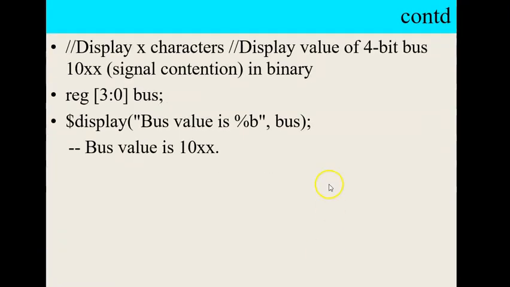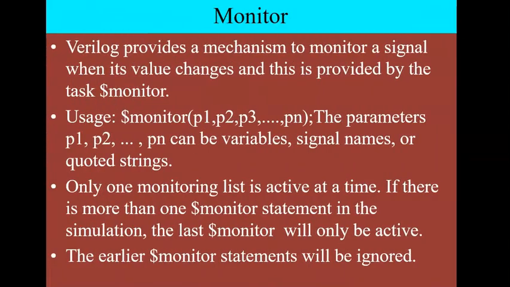Another example: suppose I want to display some characters. Suppose this is a 4-bit bus, and I want to display its value as 10xx. I write: bus value is %b, bus. So it will display: bus value is 10xx. That's how I use the display.